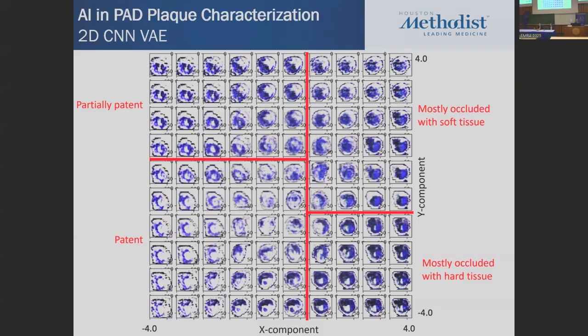the latent space. And here, in the latent space, lower left, patent, right? It's mostly white, so there's no dark, there's no calcification, there's no collagen. On the lower right, the opposite. Right? And then you have partially patent and mostly occluded with soft tissue, upper left, upper right. So then, of course, our contribution would be the algorithm to separate these areas into regions and maybe assign a score to each of those slices now.